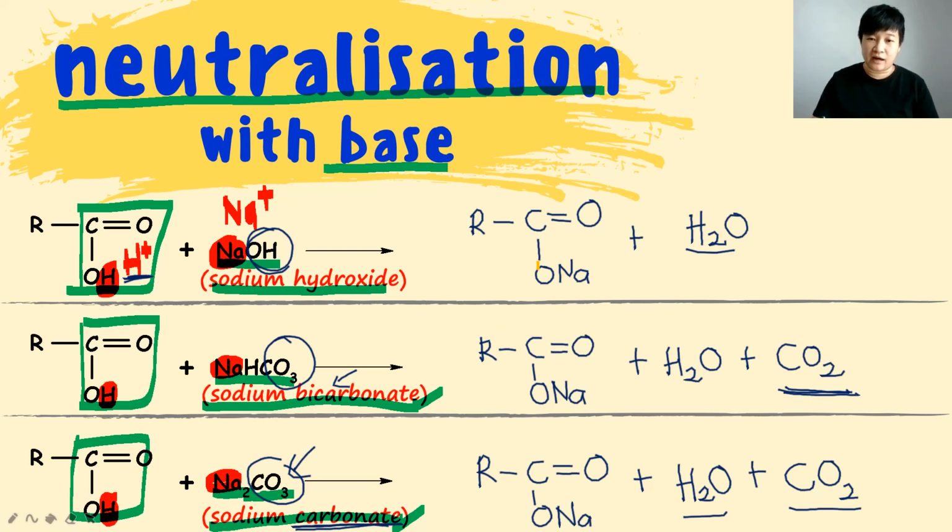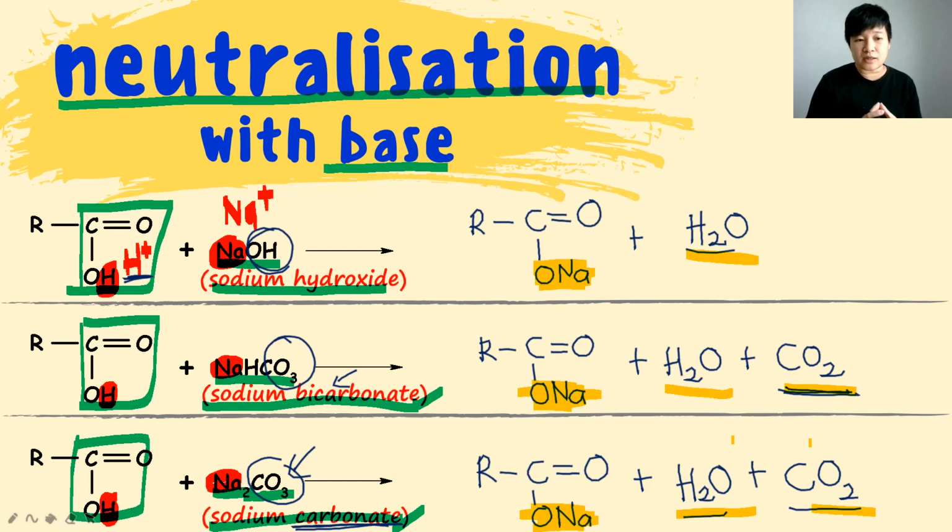So look at the product. All the products right now are the same, where you are changing your OH to become ONa. That's it. Even though you are using different bases, the effect of different bases is only on your byproduct. When you're only using sodium hydroxide, the byproduct is H2O. But if you are using sodium bicarbonate and sodium carbonate, your byproduct will be H2O and CO2. So those are the differences when you're using different bases to undergo neutralization with your carboxylic acid.